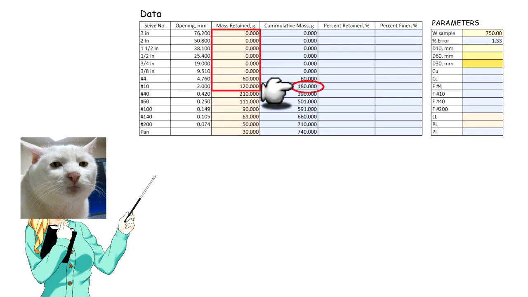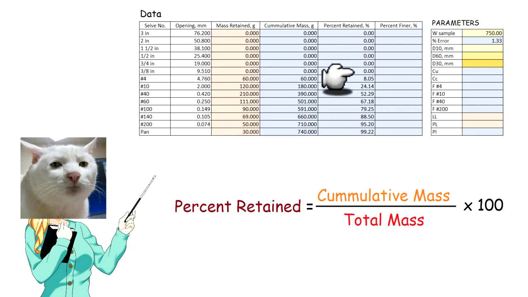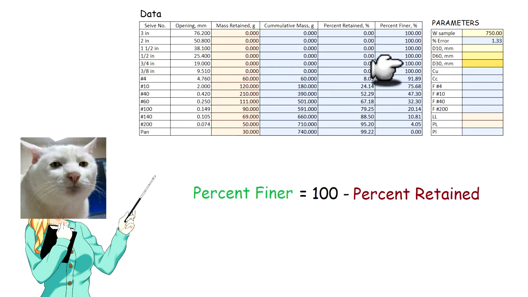Calculate the cumulative mass in each sieve by getting the sum of mass retained from all bigger sieves including the sieve in consideration, as shown in this sample. Calculate the cumulative percent retained by dividing the cumulative mass by the total weight. Calculate the percent finer for each sieve using this equation, as shown in this sample.